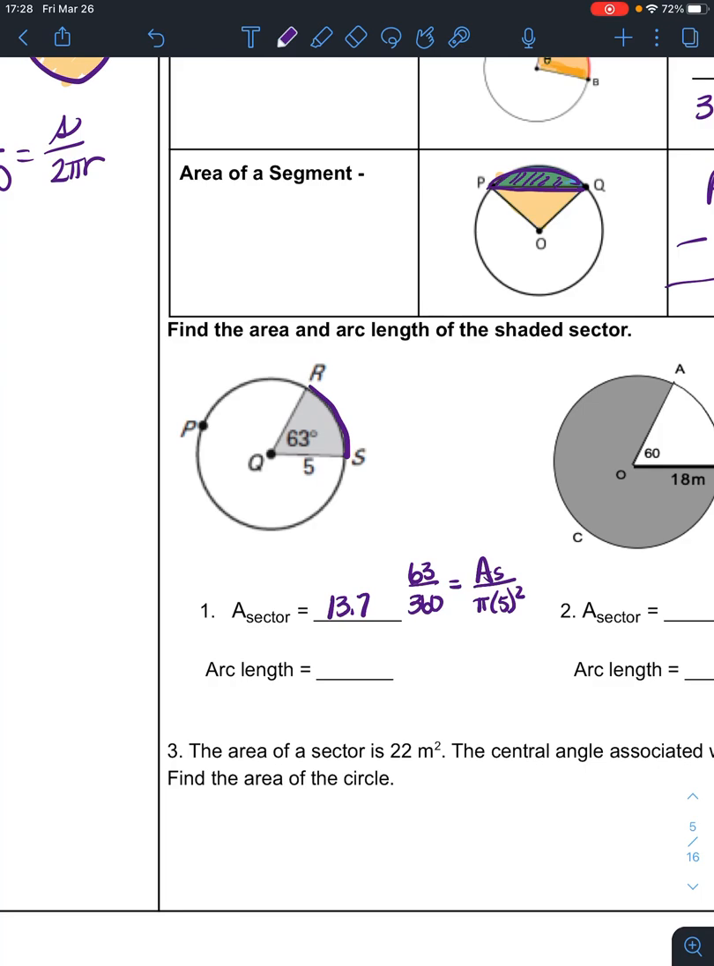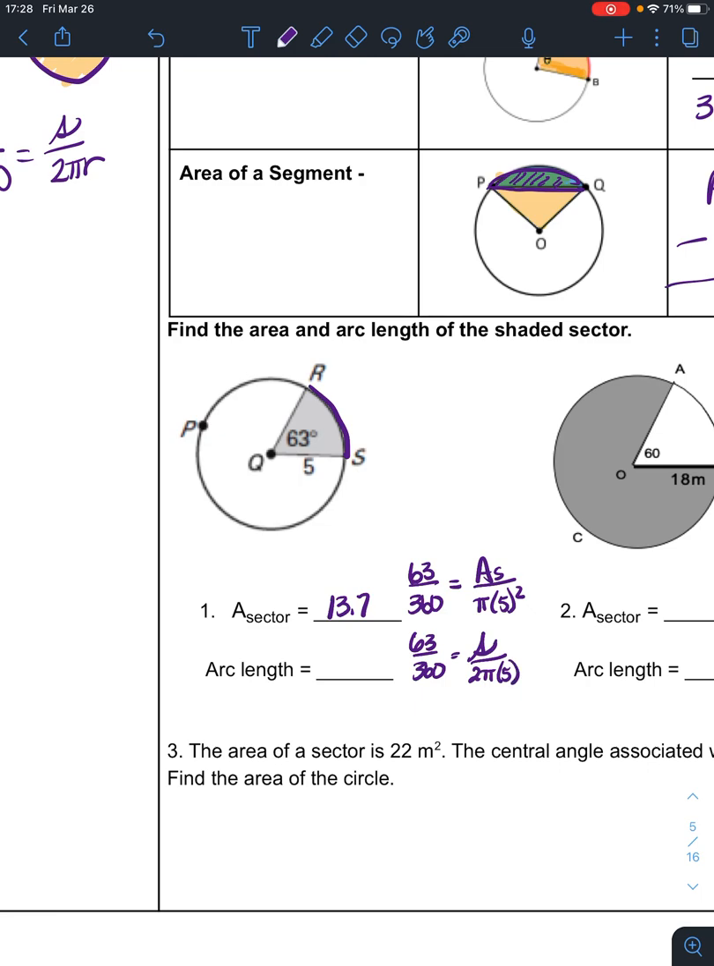And then to find the arc length, I just want you to see these side by side, it's still 63 over 360, and I want the length of the segment, I'm sorry, the length of that arc. So I'll call that S, the length of that arc, divided by the entire distance all the way around, which would be 2 times pi times r.